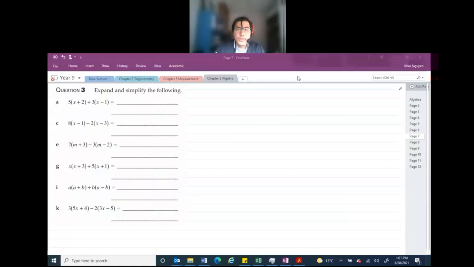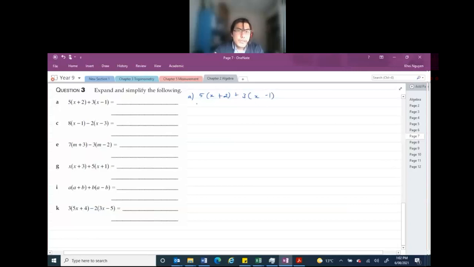We're back with question 3, and for this one, this time we have 2 brackets. Okay, so how are we going to answer that? The way that we're going to do this is we are just going to expand the brackets one at a time. Okay, first of all, let me just rewrite this. So 5 brackets x plus 2 plus 3 brackets x minus 1.